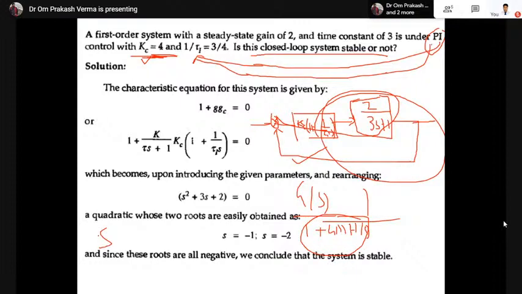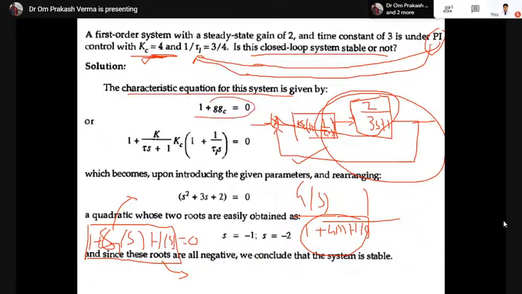The location of the closed loop poles is determined by the characteristic equation, and this characteristic equation will decide the stability. Why? Because the characteristic equation 1 plus G(s)H(s) equal to 0 will determine the location of the closed loop poles, and then that location will decide the stability of the system. So see the characteristic equation. The characteristic equation of this is nothing but 1 plus G Gc. Let's say this one is the gain of the process, and this is the gain of the controller.